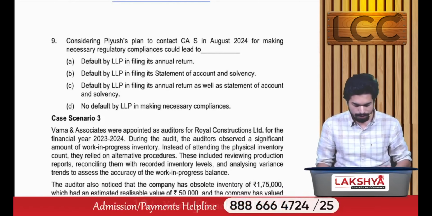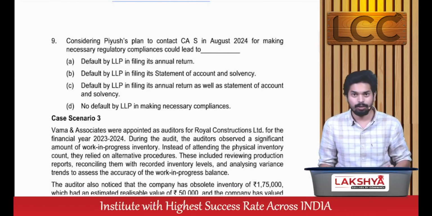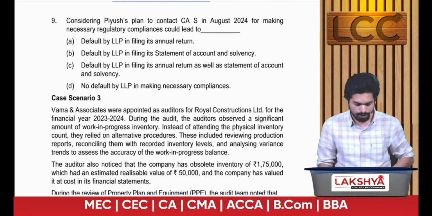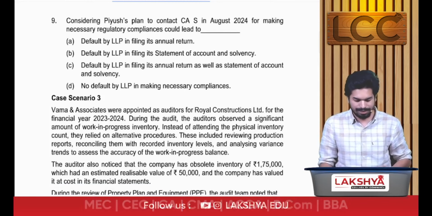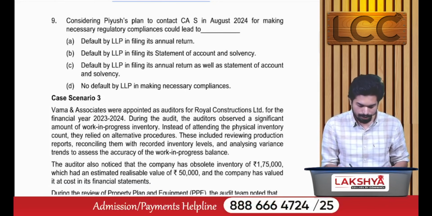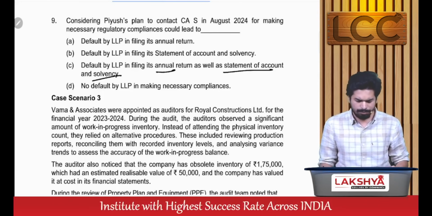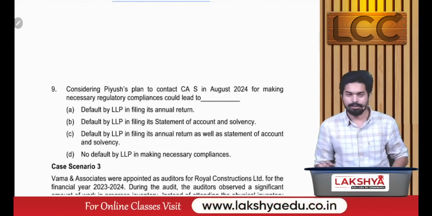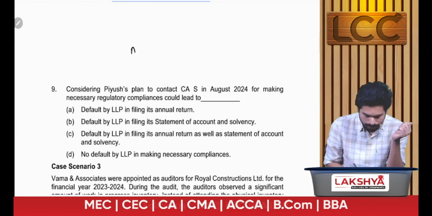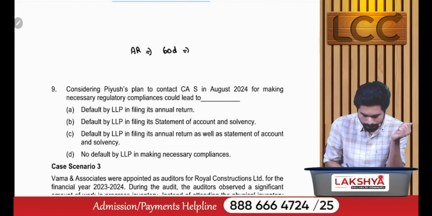Considering Piyush's plan to contact CAS in August 2024 for making necessary regulatory compliances could lead to default by LLP in filing its annual return, default by LLP in filing its statement of accounts and solvency, default by LLP in filing its annual return as well as statement of accounts and solvency, or no default by LLP in making necessary compliances. See, as per the LLP Act, every LLP has to file its annual return within 60 days from the end of the financial year.